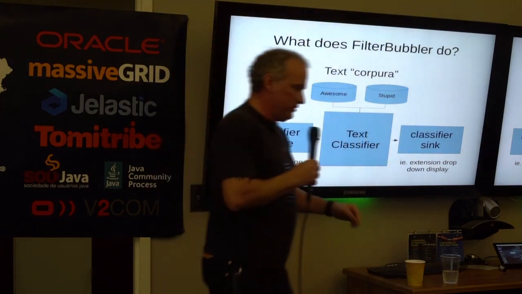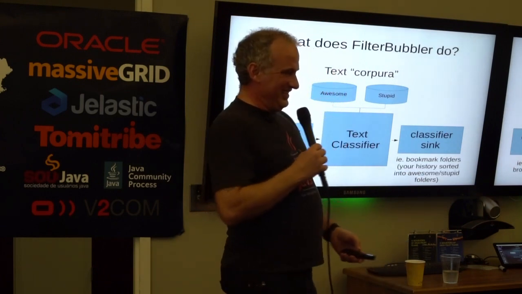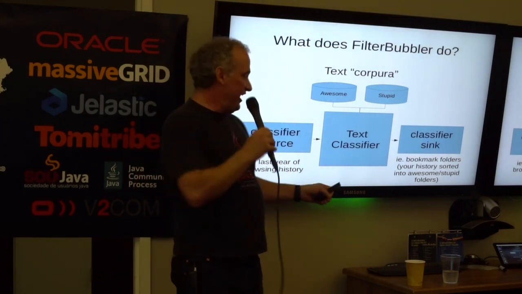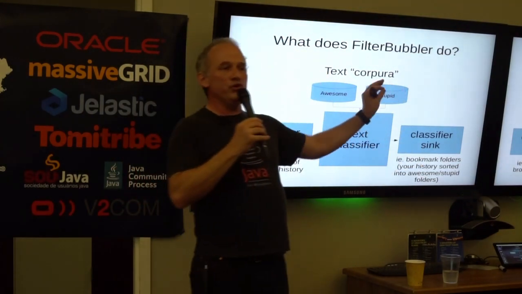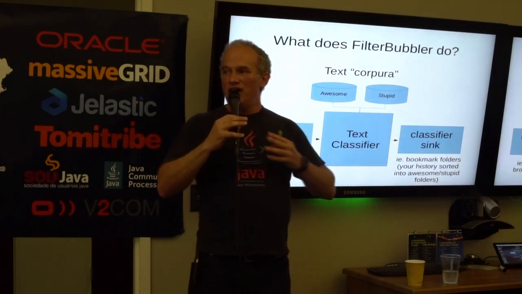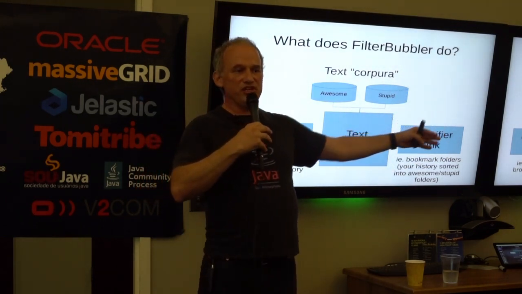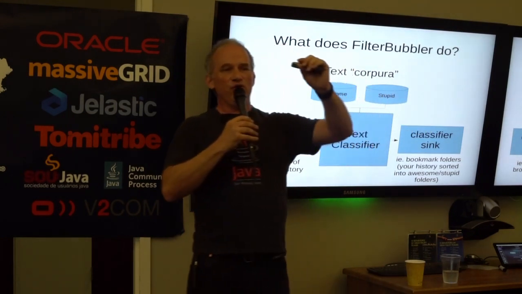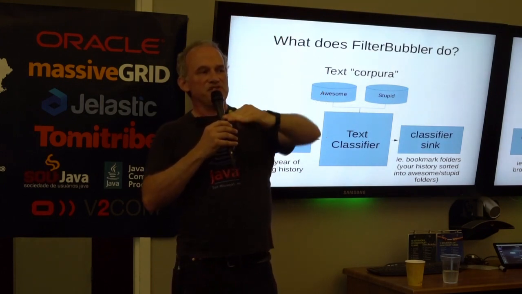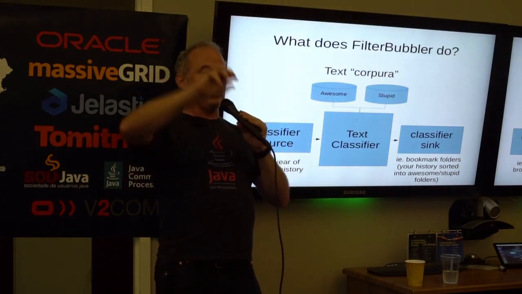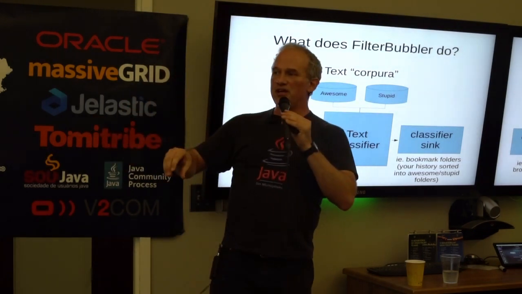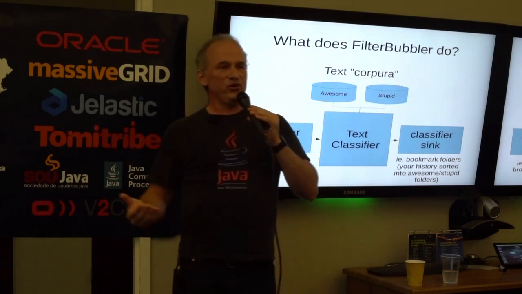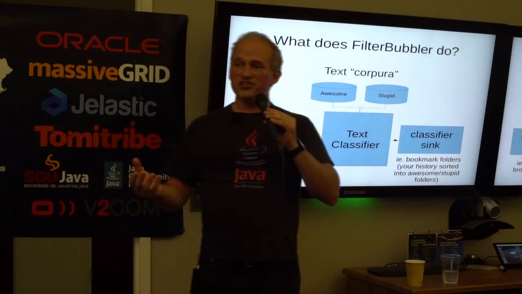You could have it that my source is the last year of my browsing history, and my sink is a new folder I'm going to create in my bookmarks. So I could take my entire last year of browsing history, take the content of each page, compare it for awesomeness or stupidness, and in a new folder have two folders under it, awesome and stupid, and my personal browsing history will be automatically separated into awesome and stupid. Think about what it would take to do that yourself, to go through and evaluate your own year of browsing history to look for patterns in it like that.